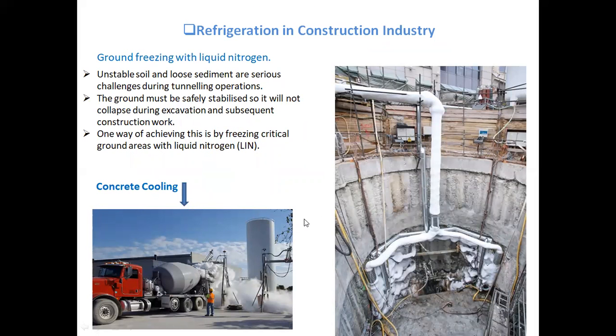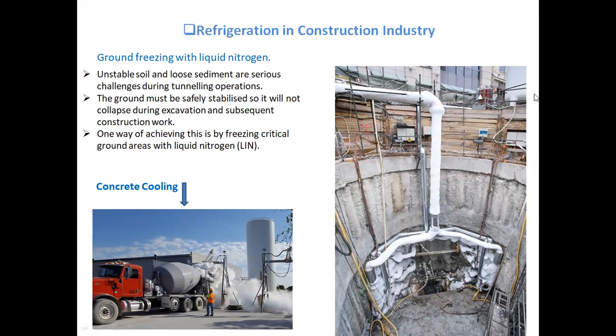The next interesting application is in the construction industry, where ground freezing with the help of liquid nitrogen is done. And why do ground freezing? So ground freezing is done in order to handle unstable soil and loose sediment portions of the soil, and for excavation purposes, particularly for tunneling. This is very challenging when the soil is unstable and has very loose sediments over the tunnel.